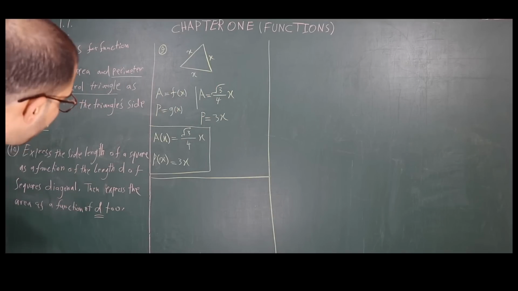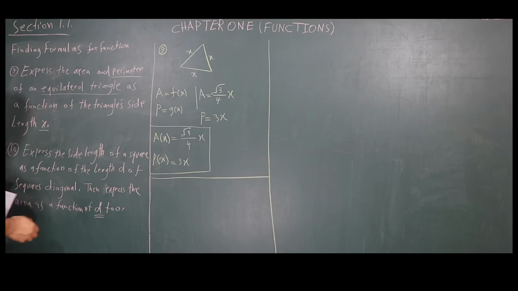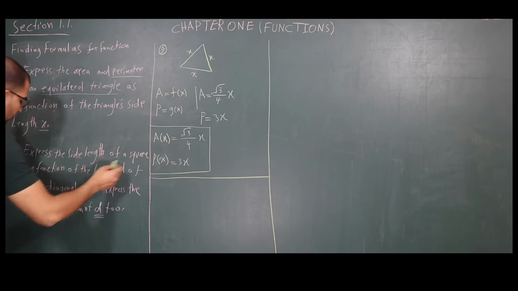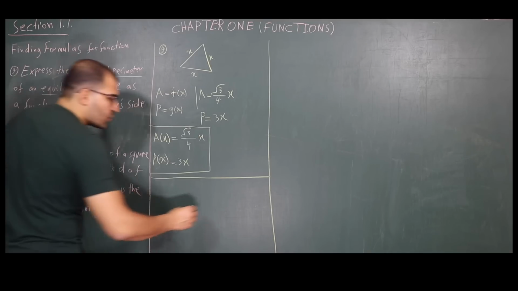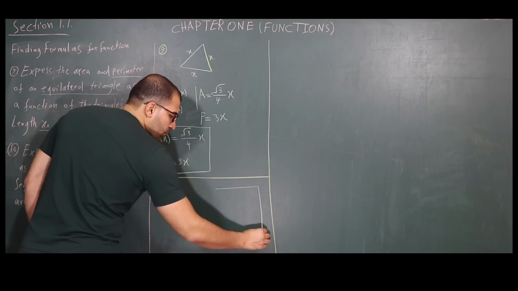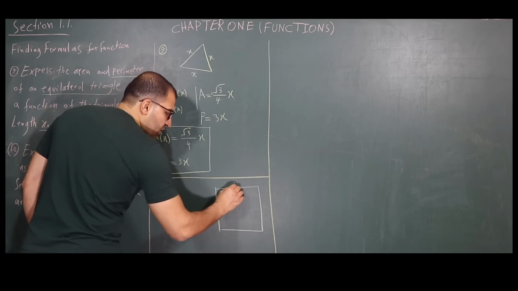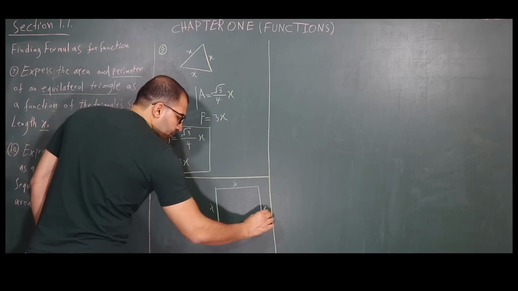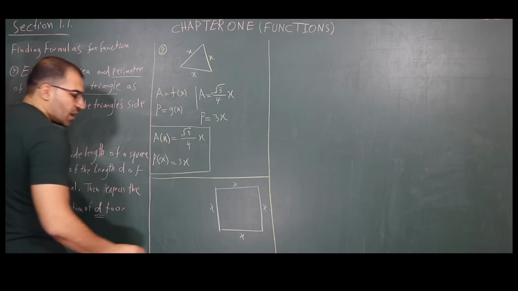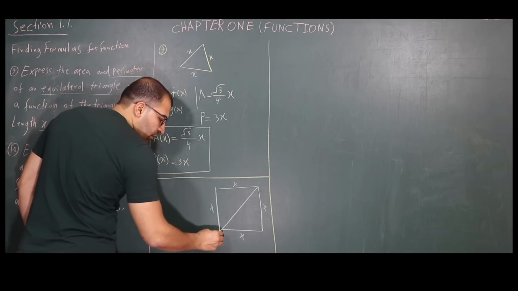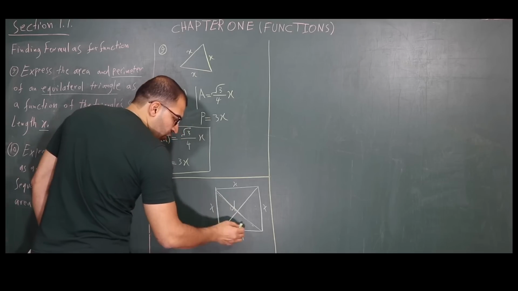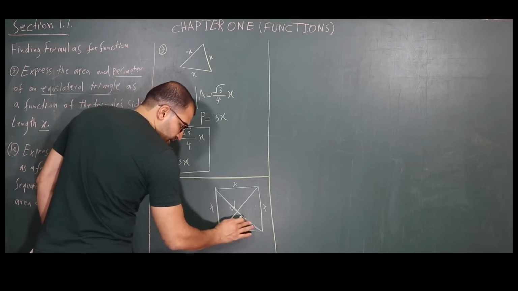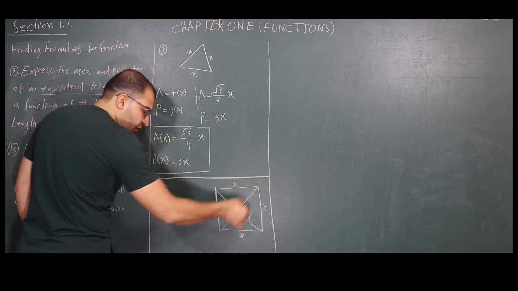Now we have exercise number 10. Express the side length of a square as a function of the length d. So we have a square, and we assume that the sides are all x, and we have something called the diagonal. This one has the same length. So this one is called d, and this diagonal is equal to this diagonal.